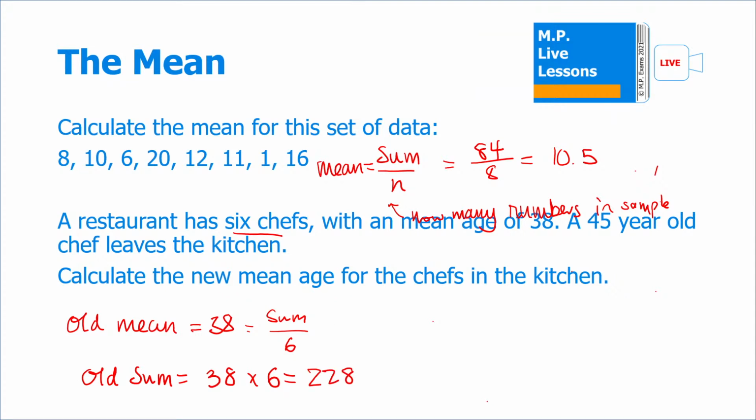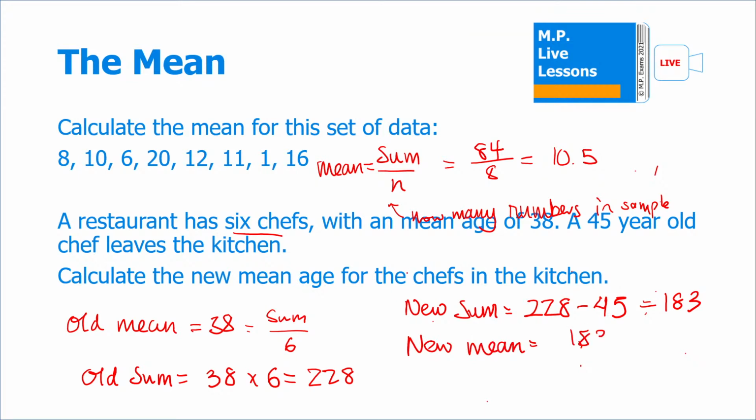Now, since the 45-year-old leaves, we take this away, so we get a new sum. So the new mean is our 183 divided by the new total. Since there's one less chef, there's 5. So the new average is 36.6 years.